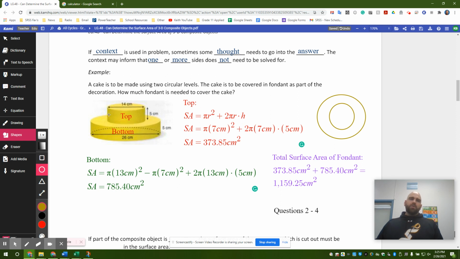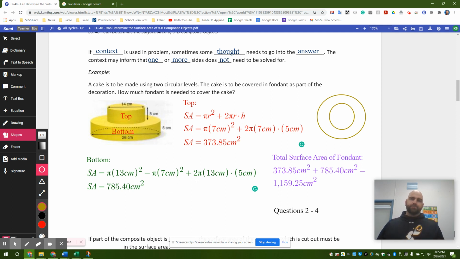If on the top we only found the lateral area, 2 pi r times h, and then on the bottom, we could find the area of the big circle, and that would include this little circle. We could save ourselves a step instead of subtracting. So that is another option as well if you take notice of it and if you are aware of that calculation.